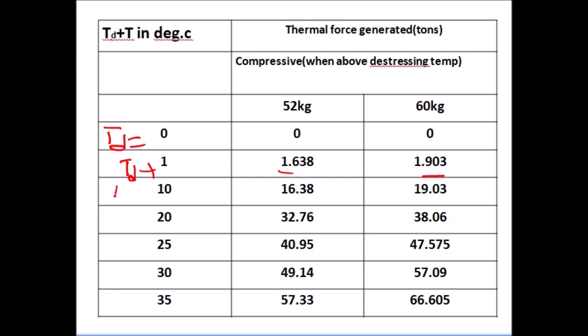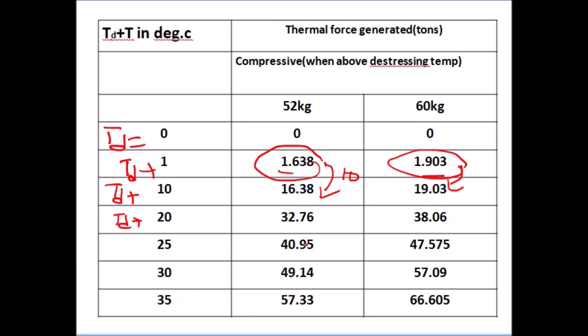Now TD plus 10 degree, what you have done? Simply multiplied this with 10, this with 10, you have got this. 1.6 into 10 will give 16, 1.9 into 10 will give 19. Now TD plus 20, how much you got? 32. Just simply multiply with 20, so you have to remember these two values, 1.6 and 1.9. If you remember this, you can calculate the thermal forces generated in rail at any temperature above TD.